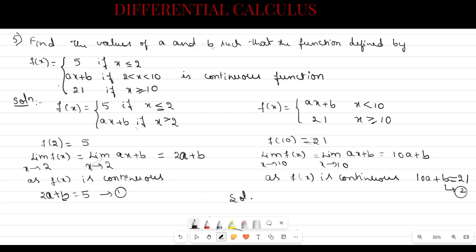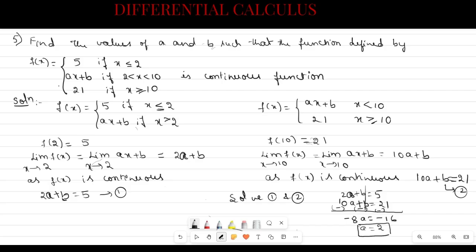Solve 1 and 2. That is 2a plus b is equal to 5, and 10a plus b equals 21. So what will you get? You multiply the whole second equation by a negative sign. If you multiply by the negative, plus b and minus b get cancelled. Minus 8a is equal to 5 minus 21, which is minus 16. So a is equal to 2. We got the a value.